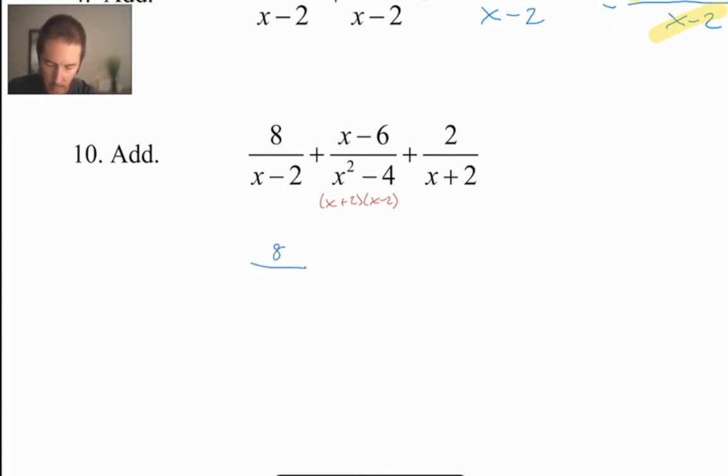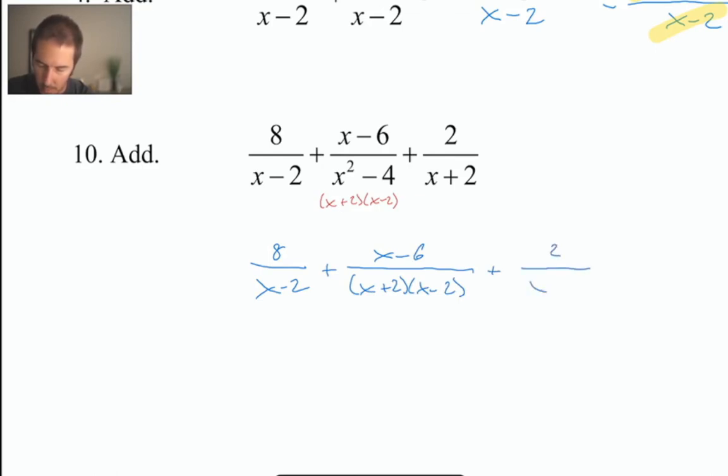Let me bring down the 8 over x minus 2 plus x minus 6 over my factored denominator that says x plus 2 times x minus 2 plus my last fraction, the 2 over x plus 2. Now again, these denominators are not the same, but we need them to be the same. We need them to have a common denominator. My first denominator has an x minus 2, but it's missing an x plus 2. I'd like it to have an x plus 2.